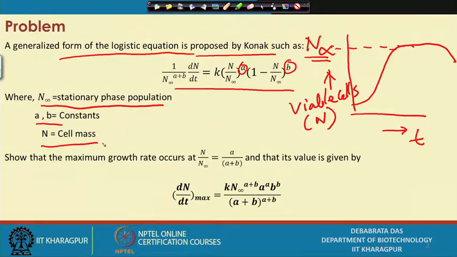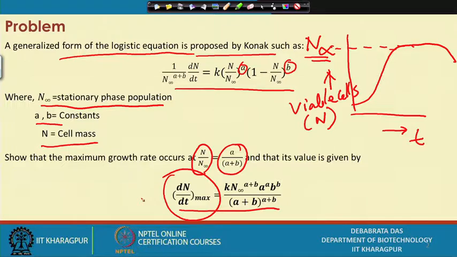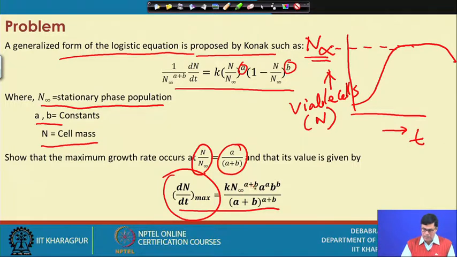Now, what we shall have to do is show that the maximum growth rate occurs when N by N infinity equals A by A plus B, and that its value is given by this equation. So, if you put these values in this equation, we can find the maximum rate of cell mass production, which should be equal to k N infinity over A plus B, A to the power A, B to the power B divided by A plus B to the power A plus B. So, this is a very interesting problem.